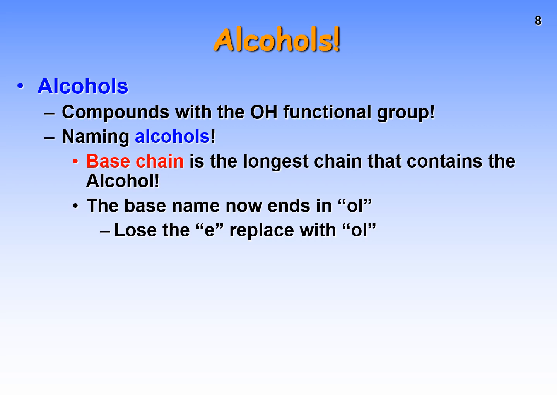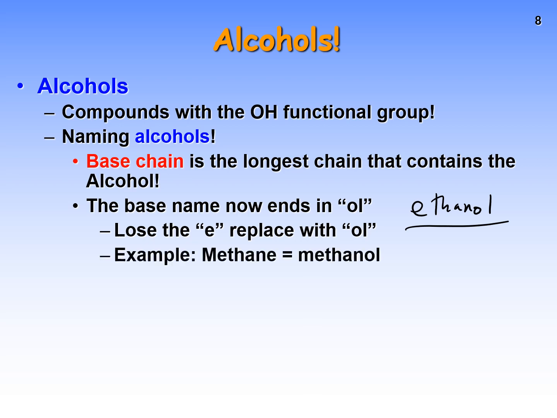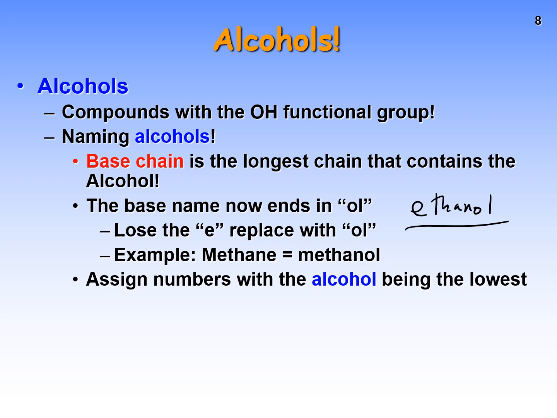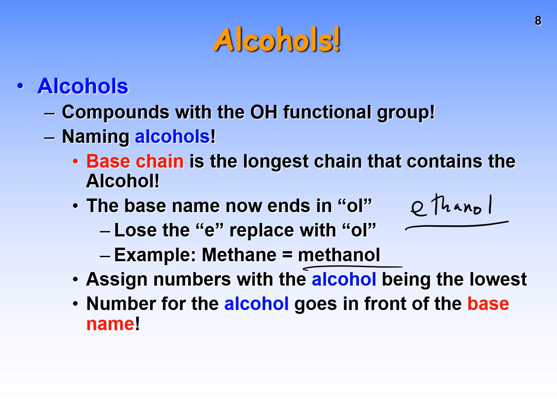So for instance, if we had an ethane chain with an alcohol on it, we lose this E and we replace it with OL, so ethane becomes ethanol, which is the one that's in alcoholic beverages. Methane would become methanol, which is the one if you drink this, you die. Or go blind, depending on how much you drink. So we can assign numbers with the alcohol being the lowest, like I mentioned, and the number for the alcohol always goes in front of the base name, just like we do with double bonds.